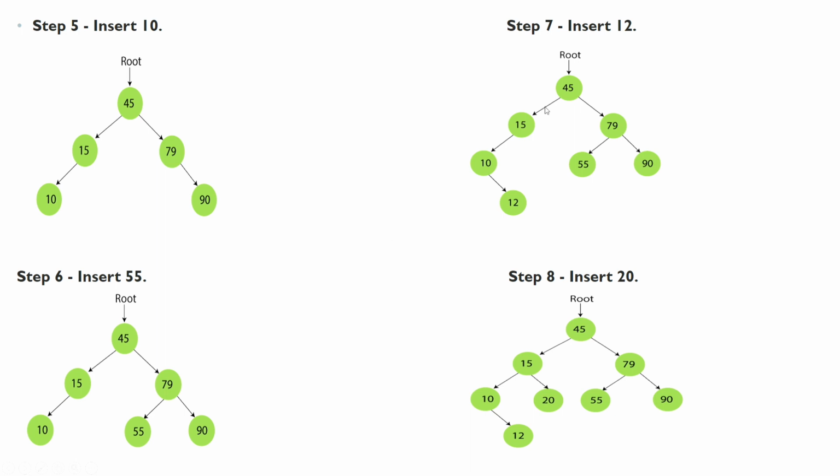Then I have to insert 12. So step 7 will be: 12 is smaller than 45 and 15 but greater than 10. So it will be inserted as the right subtree of 10 obviously. Step 8 will be insert 20. That means 20 is smaller than 45 but greater than 15. So it will be inserted as the right subtree of 15.